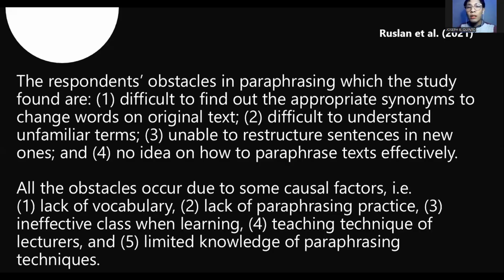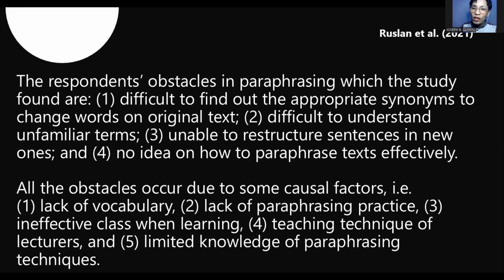But there are certain issues that we have to talk about. Ruslan et al. 2021 mentioned that respondents' obstacles in paraphrasing, which their study found, are, number one, difficulty finding the appropriate synonym to change words in the original text. Number two, difficulty understanding unfamiliar terms. Number three, being unable to restructure sentences into new ones. And number four, no idea how to paraphrase texts effectively. That may sound familiar to you.